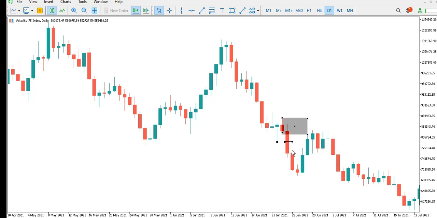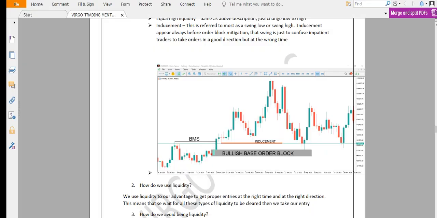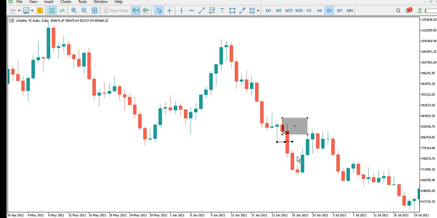Look at this candle. Now remember the definition of inducement. That swing is just to confuse impatient traders to take orders in a good direction. Yes, it's a good direction, but at the wrong time. So now let's come here. It's a sell here. The new sell candle opened here. So now when it gets to this, you also sell the market here. But look then what happened.